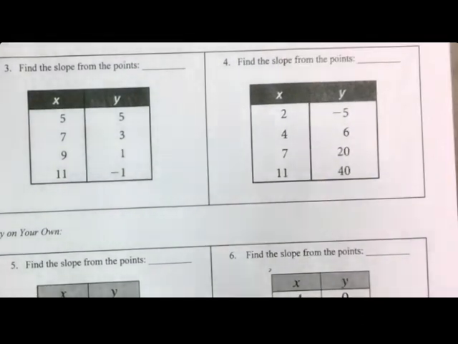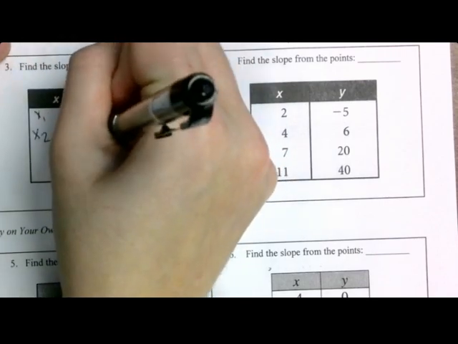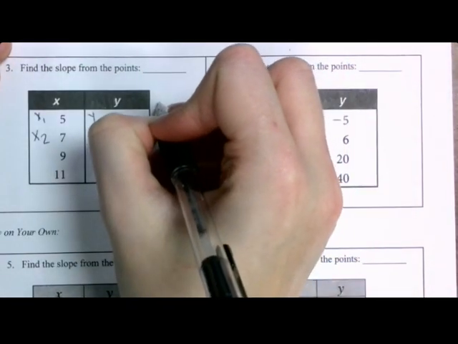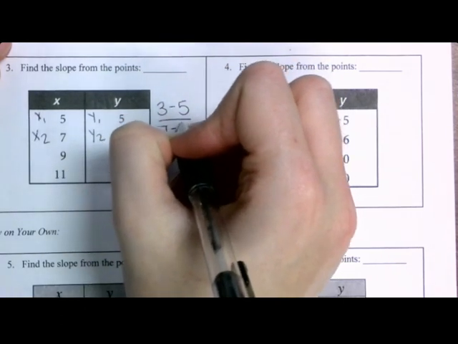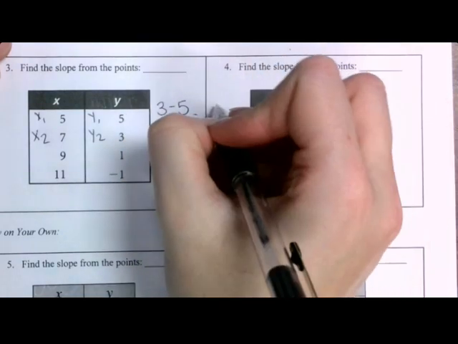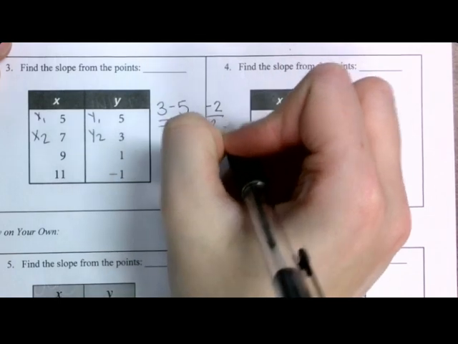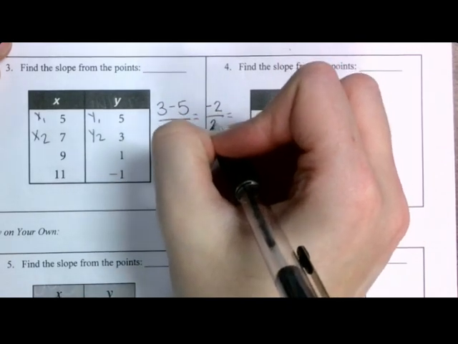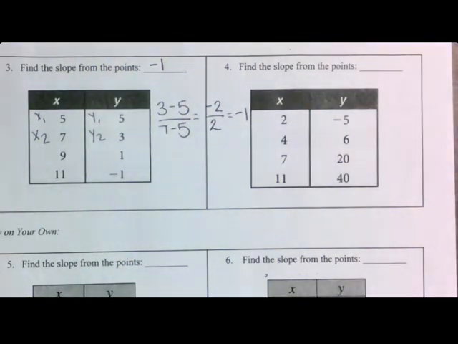Again, in the table, I'm just going to label. We have x1, y1, x2, y2. So I'm going to do y2, 3, minus y1, 5. x2, which is 7, minus x1, which is 5. 3 minus 5 is -2. 7 minus 5 is +2. -2 divided by +2 gives me -1. So my slope for this table is -1. You got this.